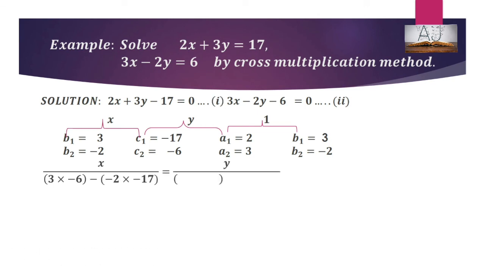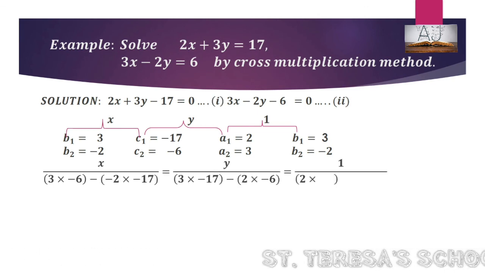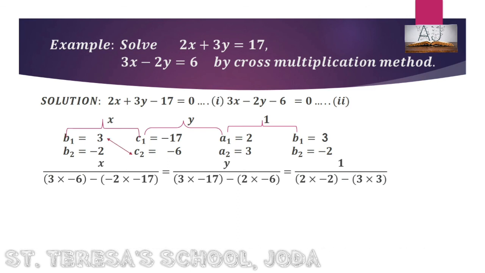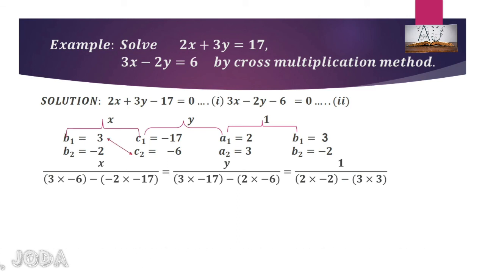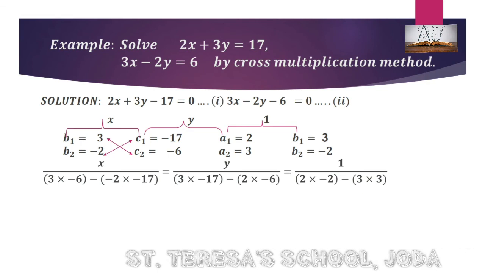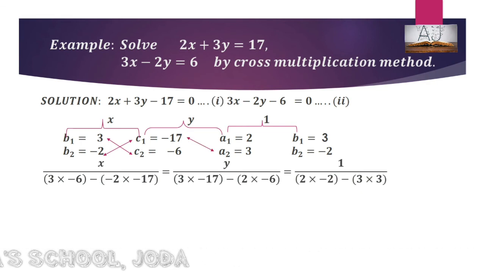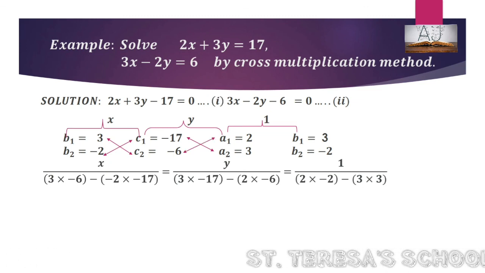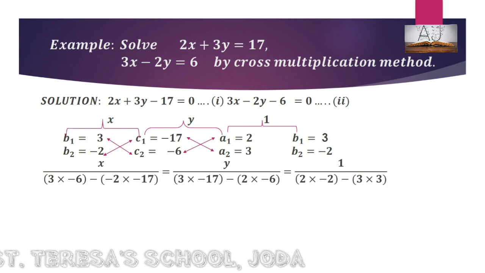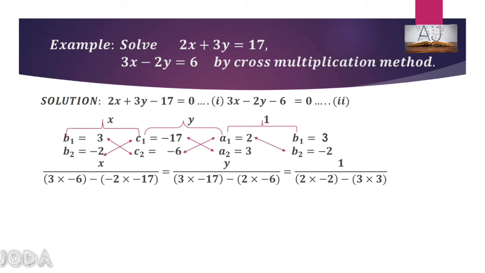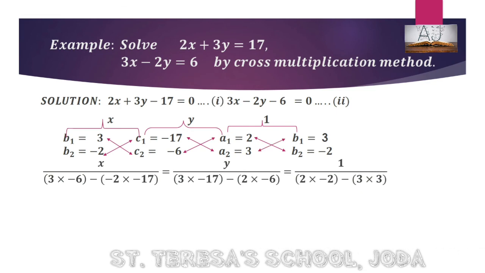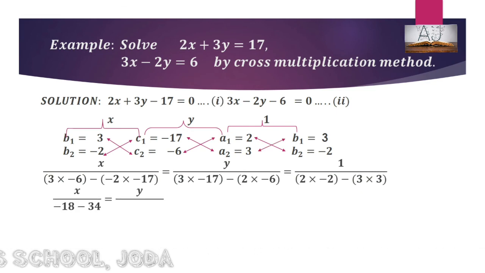Now we have to write x by, we have to do cross multiply, don't forget that, and subtract, okay, cross here. This into this, so 3 into minus 6 minus this into this, so minus 2 into minus 17 is equal to y by this into this, okay, here we have, and minus again this into this. That is what I have done. And 1 by, similarly here, this into this, that is 2 into minus 2 minus this into this, that is 3 into minus 3. Now let us simplify.